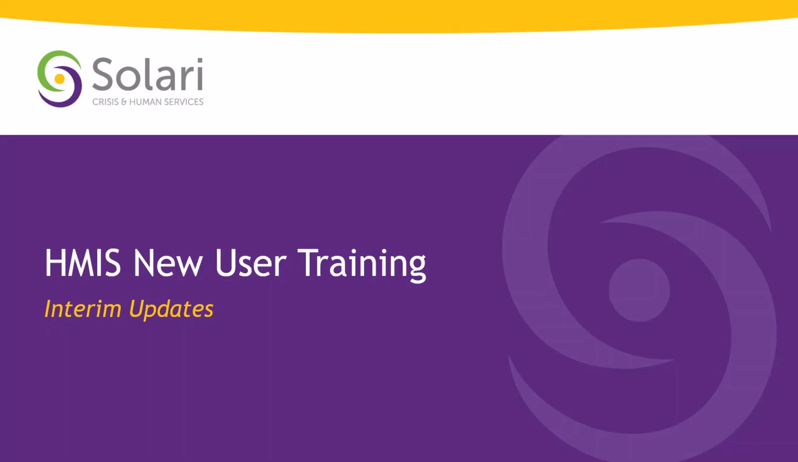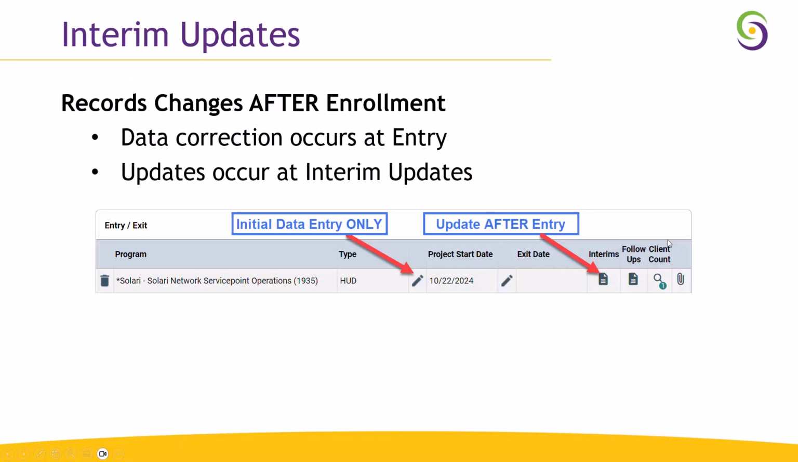In this module, we'll discuss interim updates, or making updates for a client's record. Interim updates are designed to record changes after a client's initial enrollment. So if you meet a client on, let's say, January 1st of the year and you enroll them, interim updates are to record changes in February, March, April, and so forth.